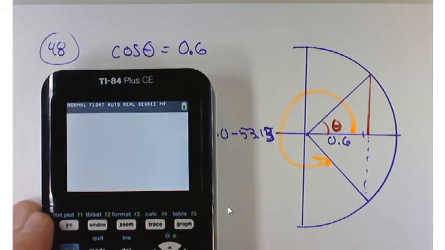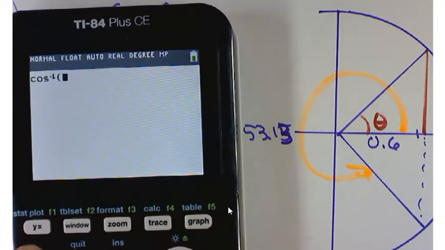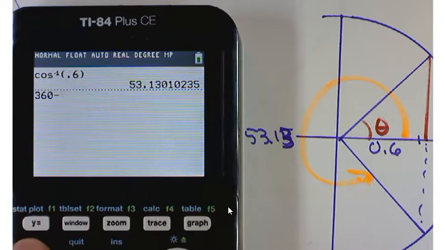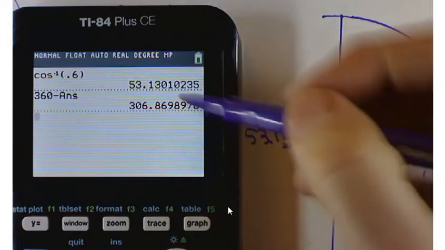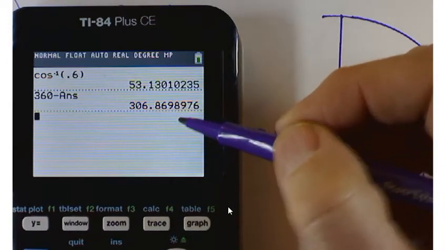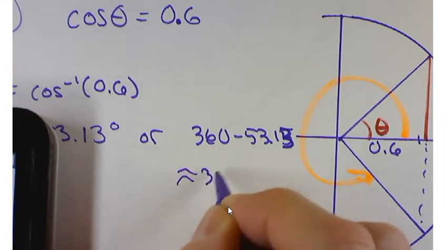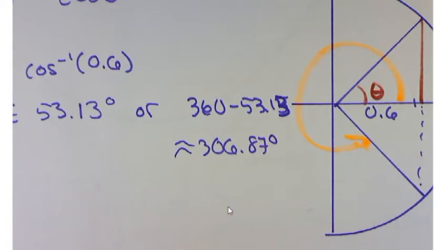So on your calculator, the nice thing is you don't have to type in that number again. So you will do inverse cosine of 0.6. And then I can look at 360 minus my previous answer. So you hit the second key, and then the opposite key, types in your previous answer, and there you go. So now you've got both possibilities. You got 53 degrees and 306.87 degrees. So those would be your two answers, but that's in degrees.